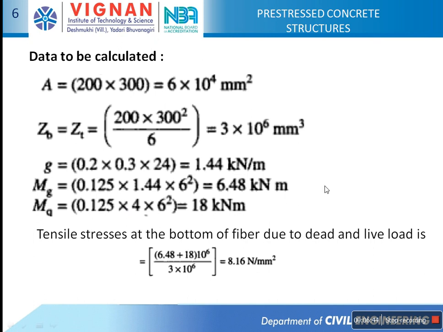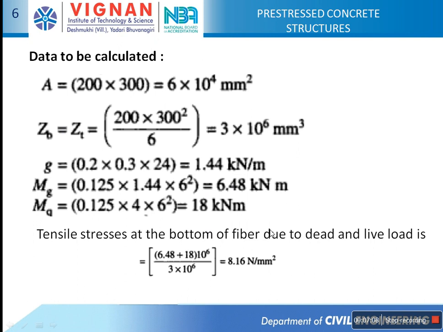So let us calculate the total stress due to the dead load and live load at the bottom fiber, which will be M by Z. So 6.48 plus 18, we convert into Newton and millimeters, it is into 10 power 6, divided by the section modulus, that is 3 into 10 power 6, will give a tensile stress of magnitude 8.16 Newton per mm square.